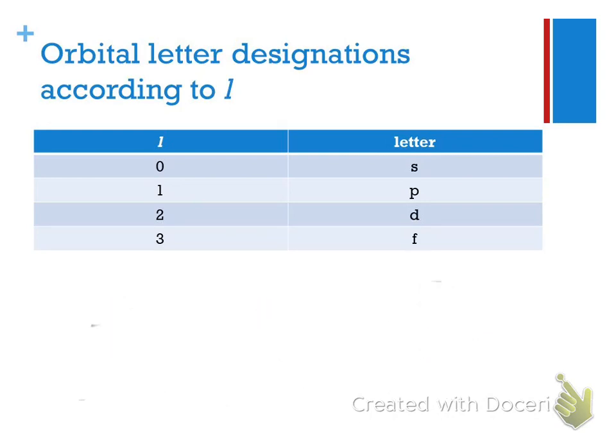So let's see here. If n is equal to 1, what could L possibly be equal to? Only 0, right? 0 through n minus 1. So if it's 1 minus 1, what's that equal? 0. Okay, so on our first energy level, that's what n equals 1 means.